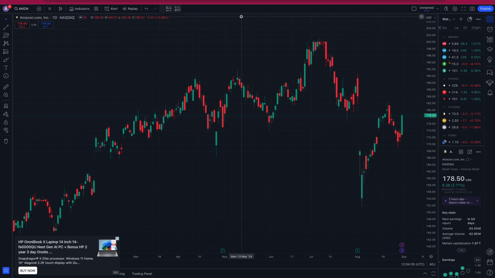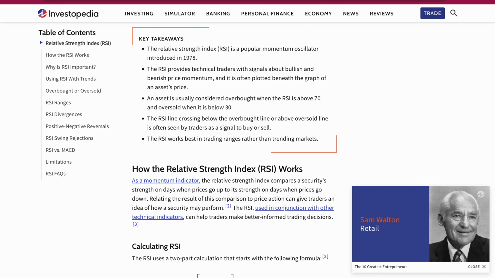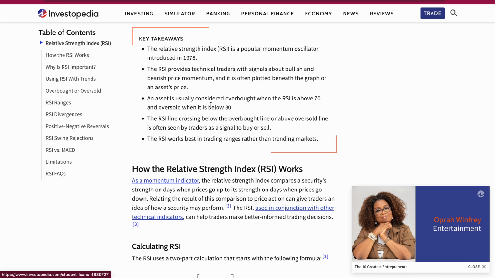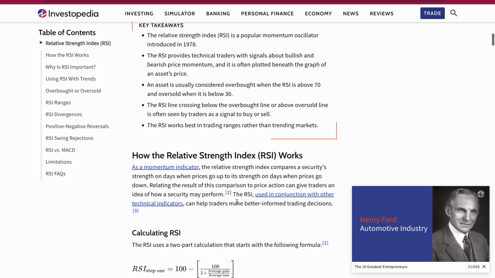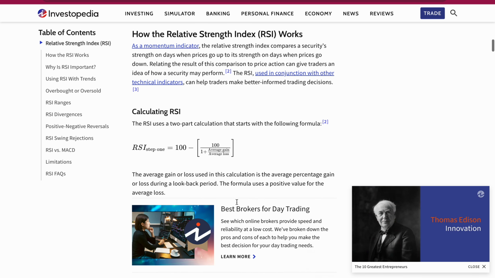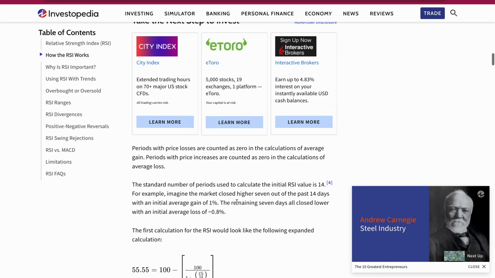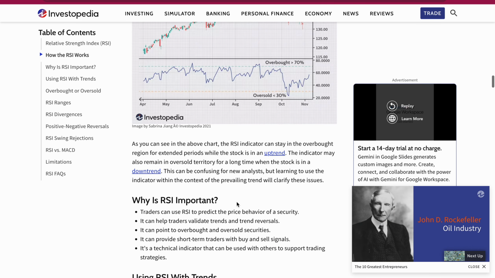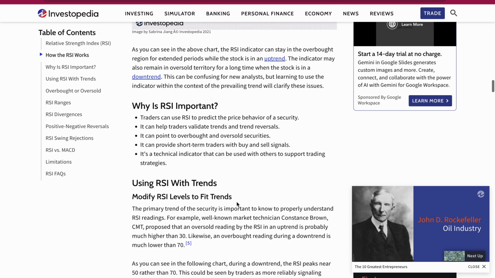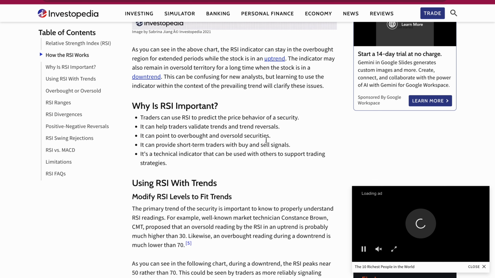Today I was looking at the Relative Strength Index, which is very common in the trading world and is called RSI. It's a momentum indicator. I'm looking at Investopedia, and it gives the formula for calculating RSI, and it's got a lot of information. I learned a bit. So why is it important to predict the behavior?